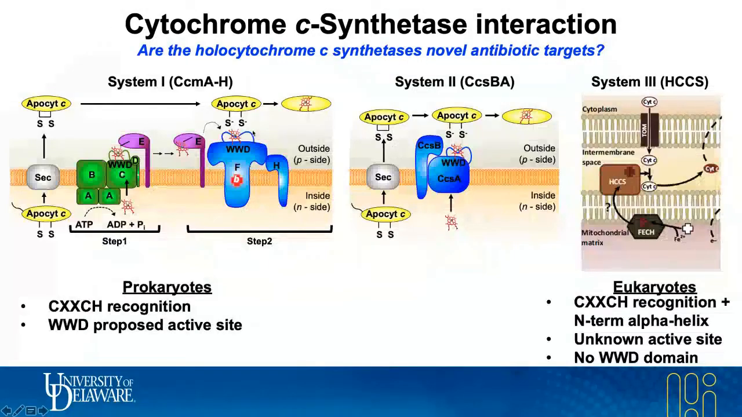We know in both of the holocytochrome C synthetases that the WWD is the proposed active site. However, in the eukaryotes, there's no WWD domain and there's no known active site. So there's a very different mechanism for heme attachment in the eukaryotes versus the prokaryotes, suggesting that if we can understand those differences, we will be able to rationally design compounds potentially that would affect the prokaryotic pathways, but not the eukaryotes.